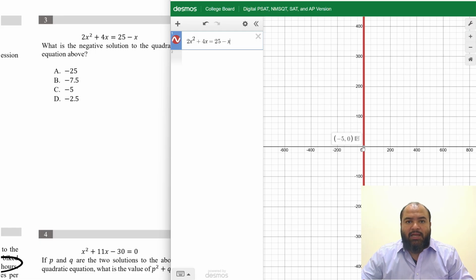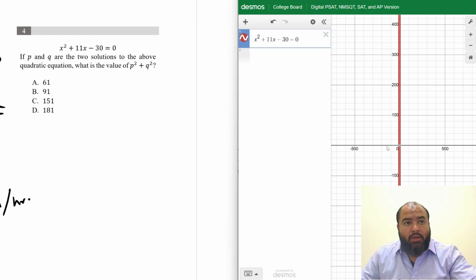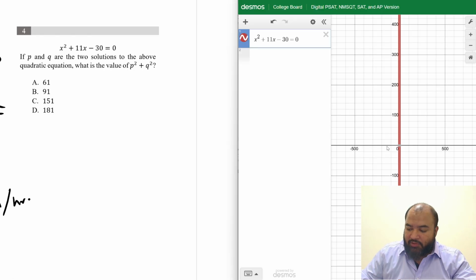They said what is the negative solution? So the answer will be -5. For a quadratic equation and all this, you don't have to solve it by yourself. Use Desmos for that. So -5 is the answer, C. Okay, question number 4, again a quadratic equation. How to solve it?